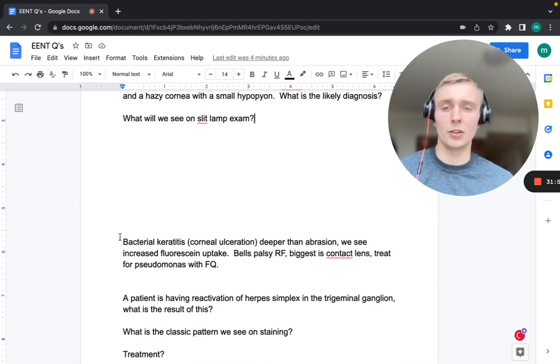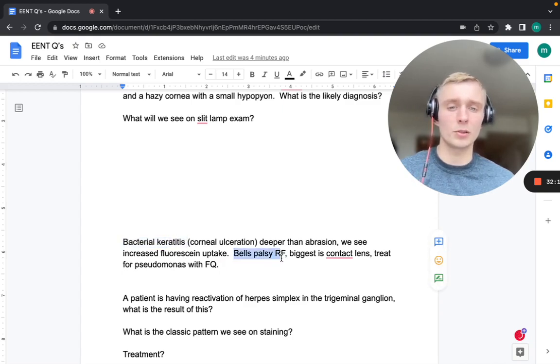That's going to be bacterial keratitis or corneal ulceration. It's deeper than an abrasion, and we see increased fluorescein uptake in this patient. Bell's palsy is a risk factor. It's biggest in contact lens wearers, and we want to treat for Pseudomonas with a fluoroquinolone. So again, always be concerned about Pseudomonas for patients with corneal ulceration or bacterial keratitis.